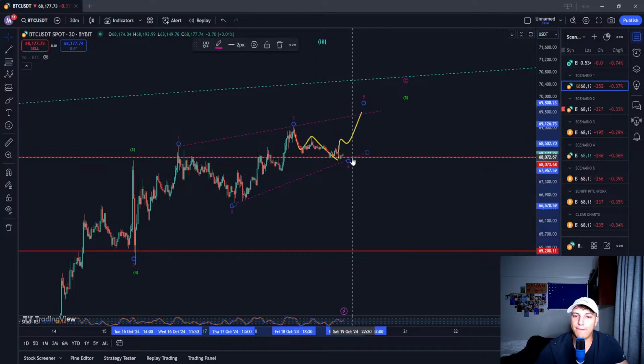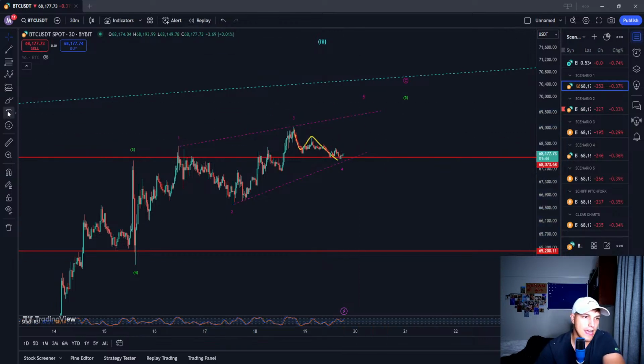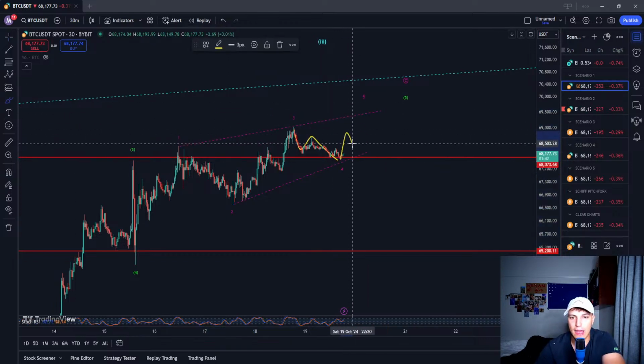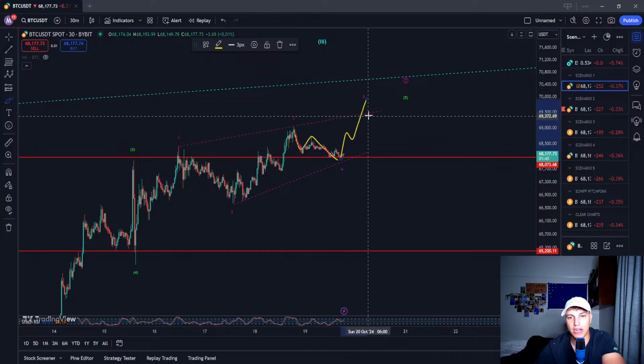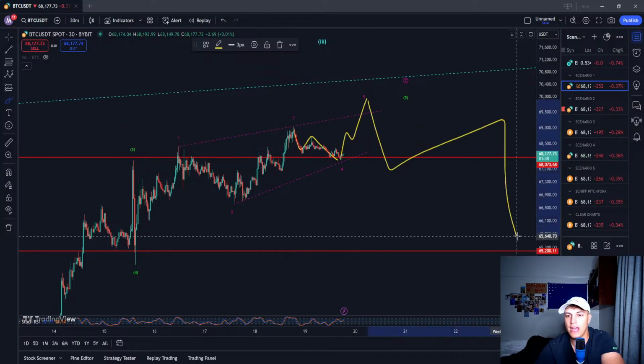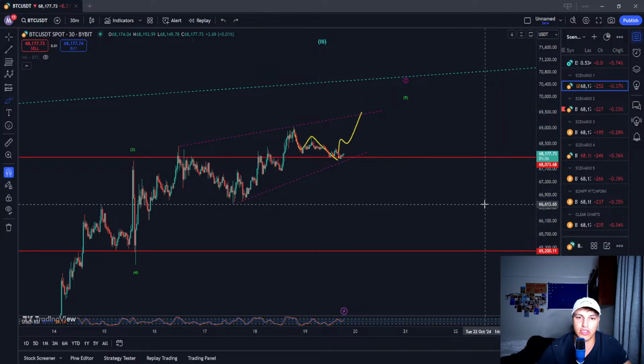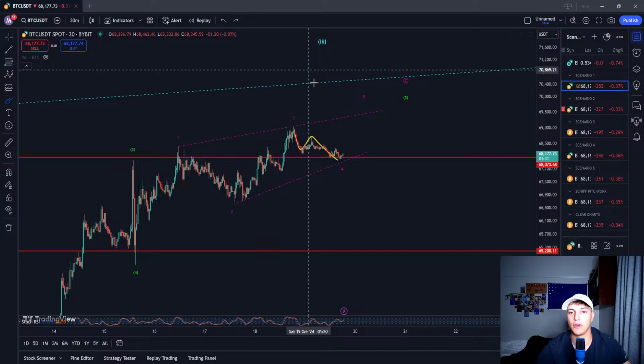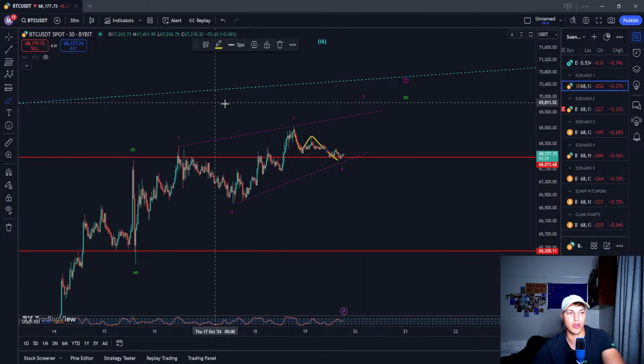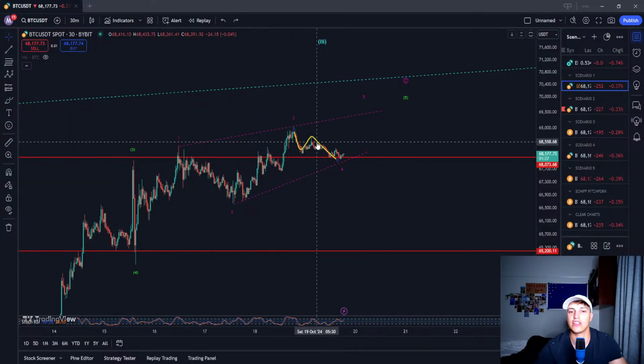Remember, a fifth wave in a diagonal can indeed blow off. Indeed, it can. So an A, B, C, something like that, breaking out of the trend line a little bit before having that massive impulse to the downside. So that is indeed what I expect on the chart at the moment in our main scenario. This is only our main scenario, and we'll get into the others now.